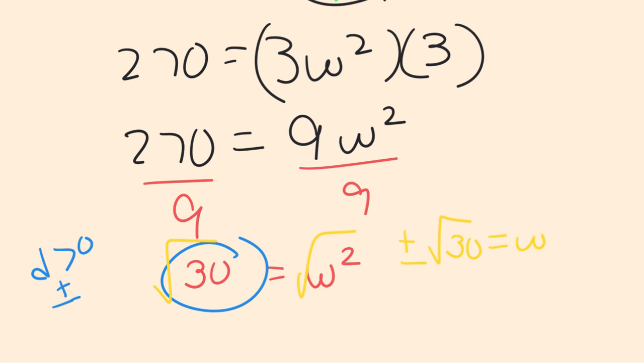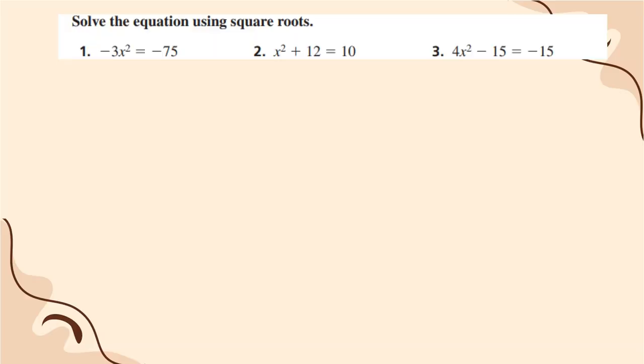I'm going to have you guys leave it like this. There's no need to find the approximate, okay? Because we know that 30 is not a perfect square. So let's just do some extra practice here. Solve the equation using square roots.